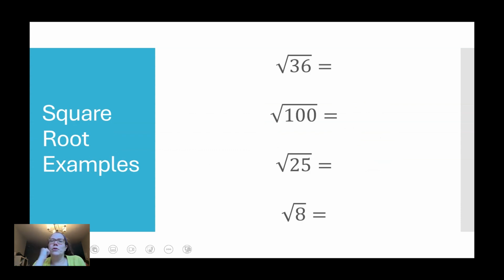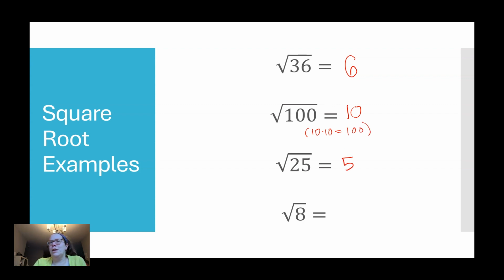So, square root of 36. If we are looking at a list of perfect squares, we will see 36 on there because 6 times 6 is 36. So I know that 36 is a perfect square and 6 is the square root of it. The square root of 100 is 10, right? Because 10 times 10 is 100. The square root of 25 is 5.